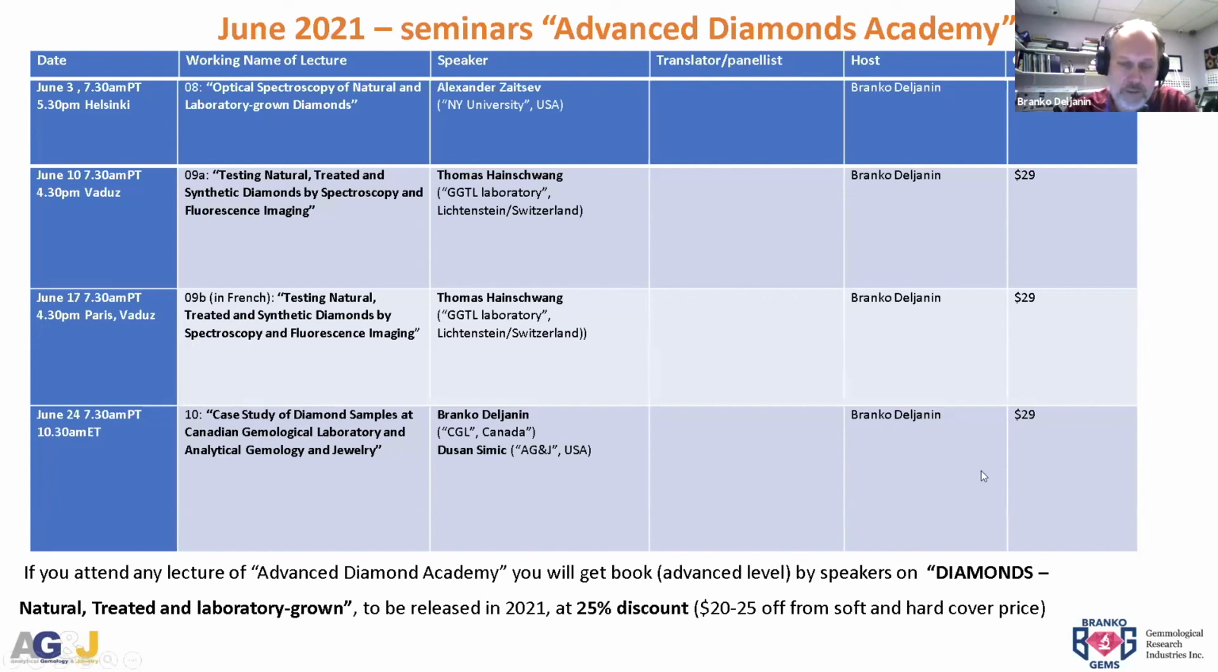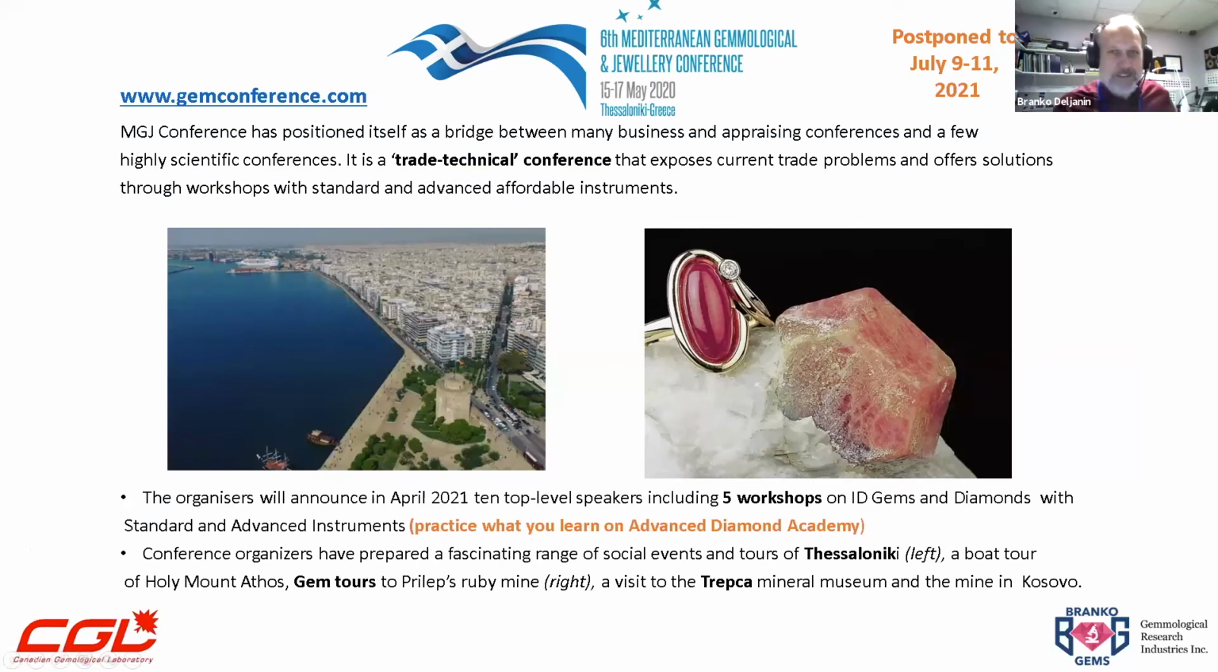It will be a small fee, we think, $29 to attend each of them. And those who want to attend five will, of course, have a better price, or all eight, it goes to $149. And of course, the goal is to promote the book and raise the money for the book on diamonds. It will be released hopefully in August or September this year, and everybody will get some $20-25 off that book. So this is about the planned webinars.